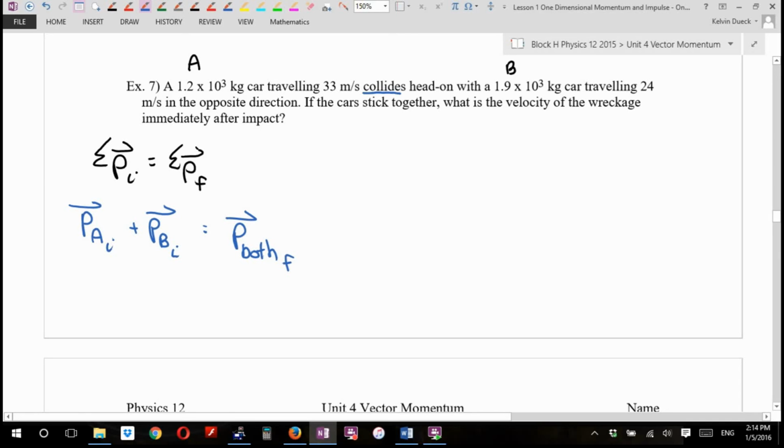Pause. Any angles, any north of south, east of west, any weird thing there? If there was, I would carefully be adding stuff tip to tail. We will get to those in a couple of days. But since there isn't, I can break this down even further. Momentum is what times what? So this is going to be mass of car A, velocity of car A initial, plus mass of car B, velocity of car B initial, when they collide, equals mass of car A plus mass of car B, V final, because they stuck together.